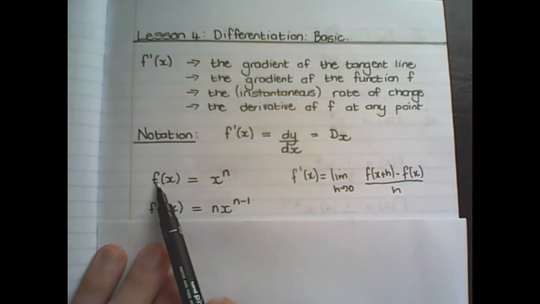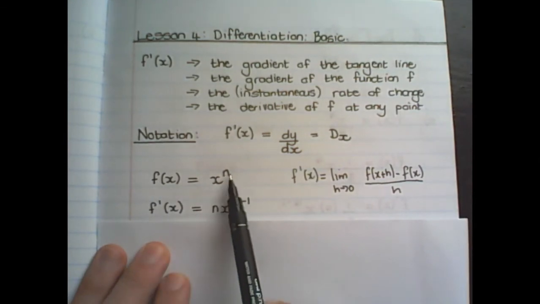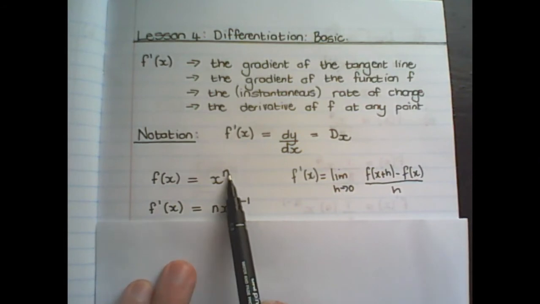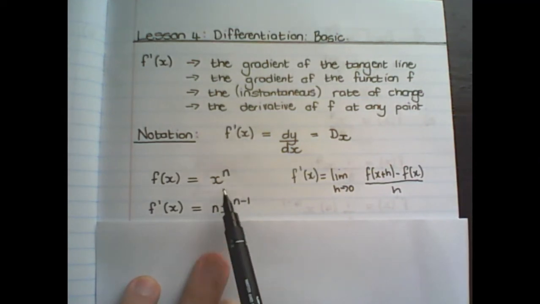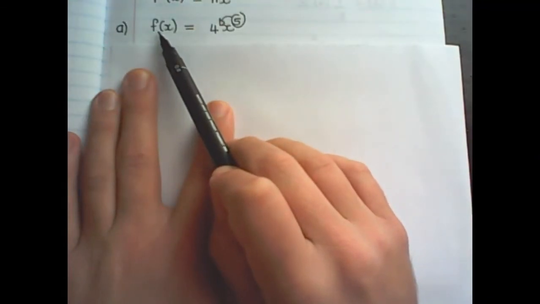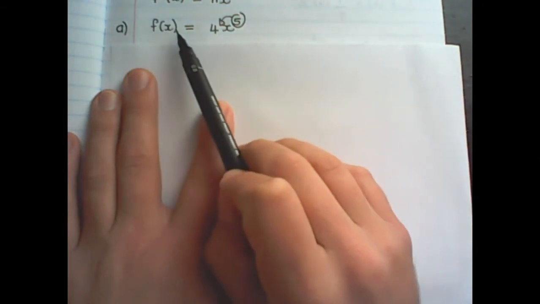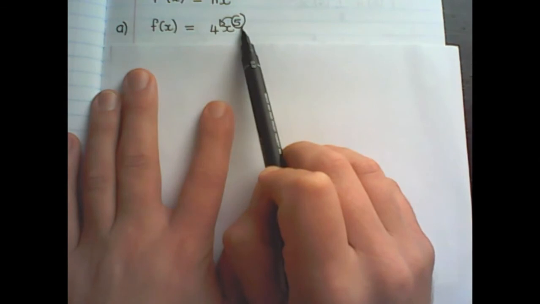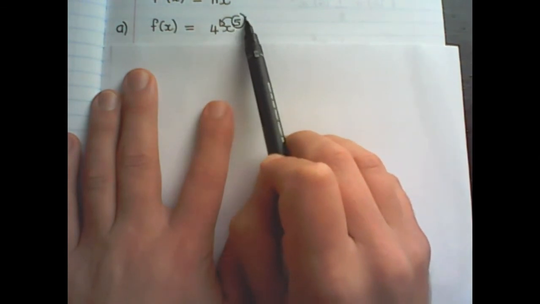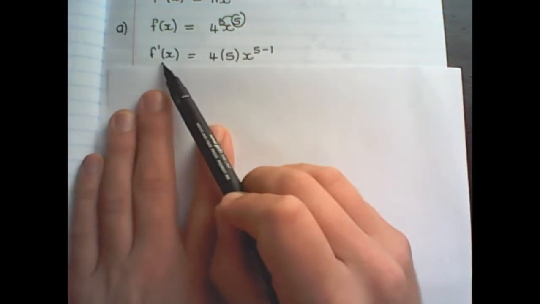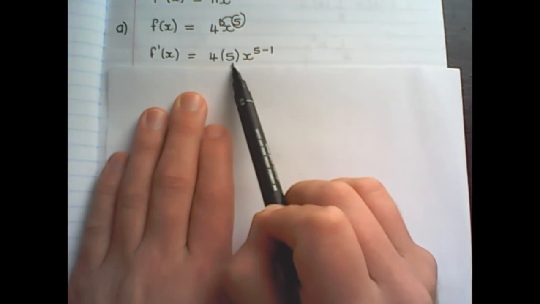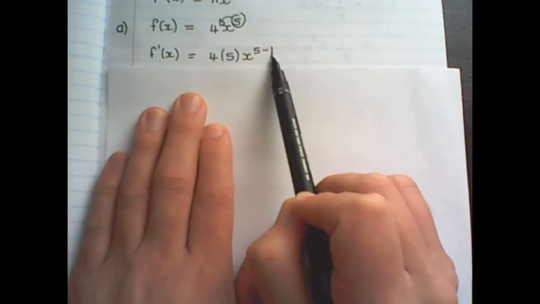So let us say I have a function f(x) equals x to the power of n. The rule says that to find the derivative, I multiply the value in front of x with the exponent, and I simply subtract 1 from the exponent. So in order to find the derivative of f(x), where f(x) is equal to 4x to the power of 5, I'm going to multiply the exponent of 5 with the 4 and subtract 1 from the exponent. So the derivative is 4 times 5, x to the power of 5 minus 1.